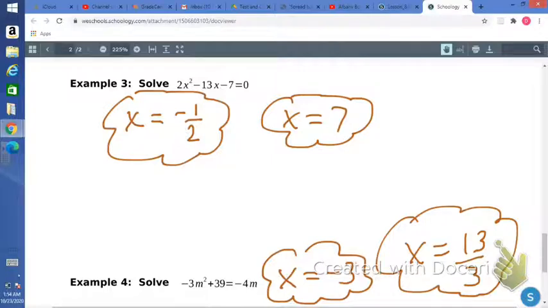Alright, so this wraps it up, and as you can see, we didn't change a whole lot when our a did not equal 1, just made one minor little tweak, and everything else stayed the same. So hopefully you guys found that to be relatively easy today.